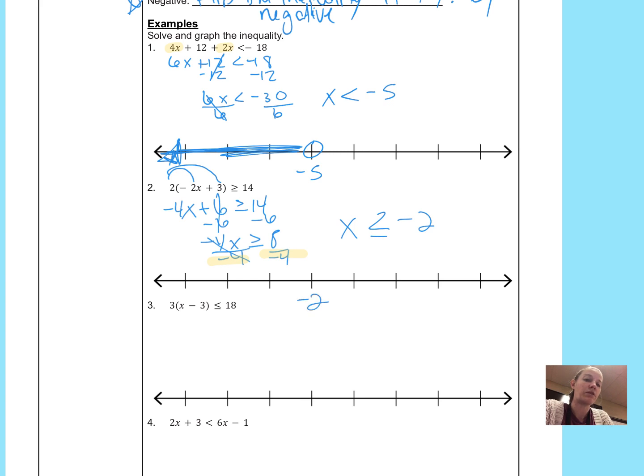My negative 2 in my number line. I need a filled in circle because it has the equal to part. And I want values that are less than or equal to, so that's to the left. The numbers get smaller, so less than to the left.